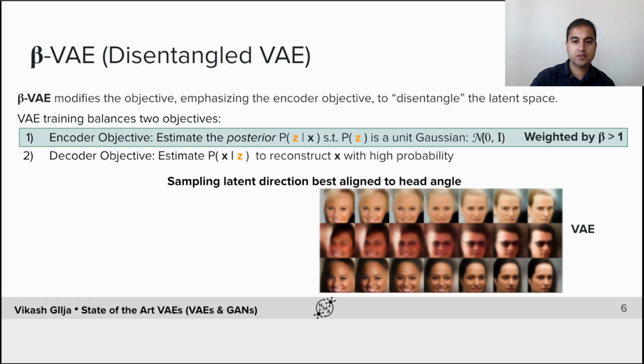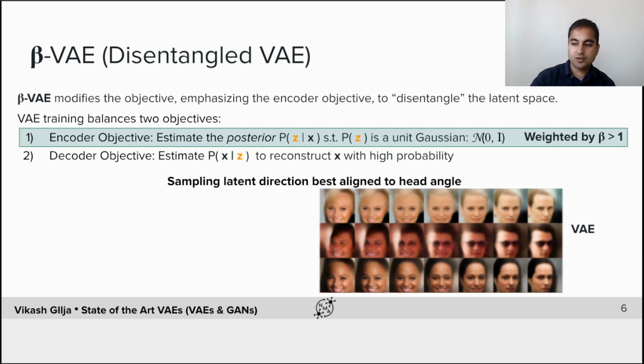Each of these rows starts at one point in the latent space and moves in the best aligned direction to head angle. And as you can see, in general, yeah, the head angle is changing, but other characteristics of the face are changing. You can see this very clearly in the middle row, where the image all the way to the left has no sunglasses, and the image all the way to the right has sunglasses, right? So that's a change other than head angle.